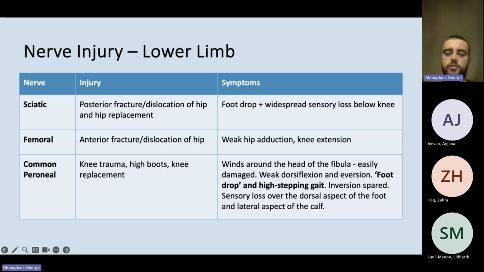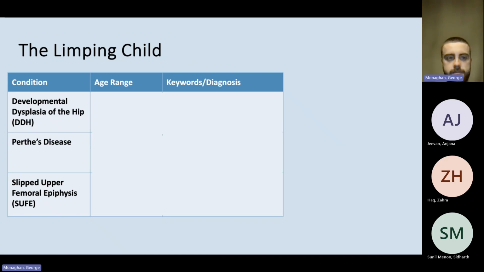And also, if you're aware of the foot drop, you're subconsciously going to want to avoid scraping your foot across the floor because then you can fall over. There's also sensory loss over the dorsal aspect of the foot and lateral aspect of the calf. You can see we've got widespread sensory loss on the back of the leg and the dorsum of the foot with the sciatic nerve and the common peroneal nerve. That's because the common peroneal nerve is a branch of the sciatic nerve, so that's why we have some overlap with the symptoms.